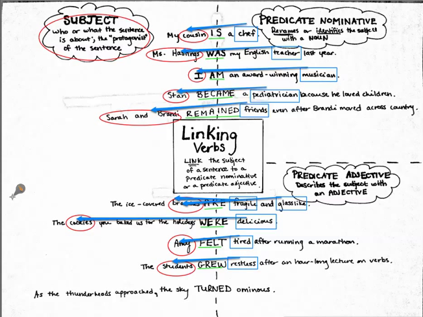And finally, as the thunderheads approached, the sky turned ominous. This is another sentence in which you need to be careful when determining the subject. Our instinct is to look for the first noun, but it's not about the thunderheads. It's really the sentence, at least the main clause, is about the sky. And what is it telling us about the sky? The sky turned, or in other words, became ominous, thereby linking the adjective ominous to the subject, sky.